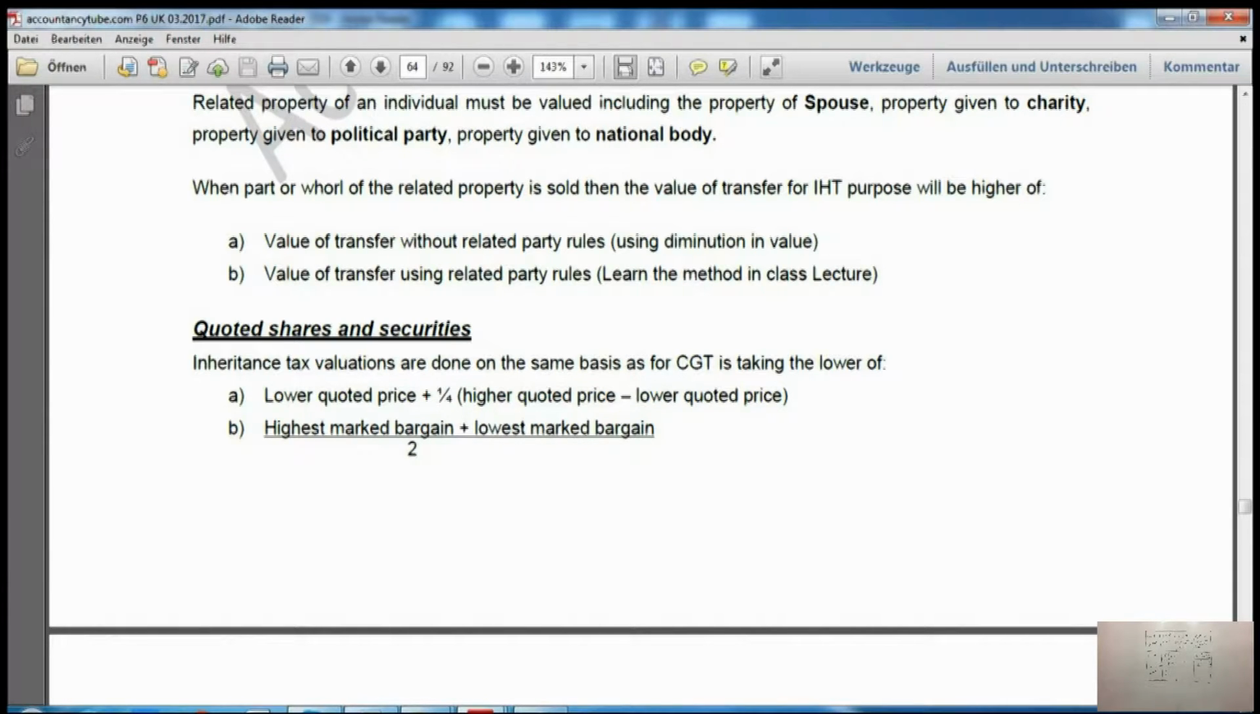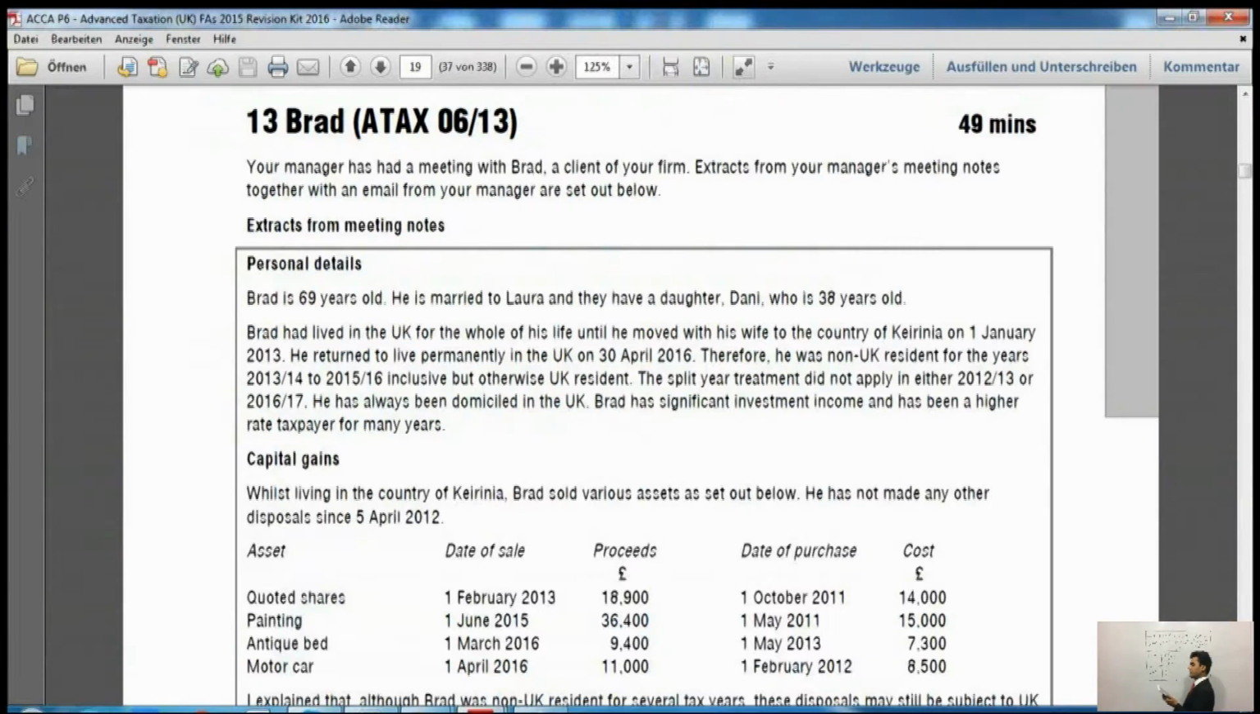Here you go, I've shared the screen with you. As you can see on your screen, it is question number 13, which is named Brad. The allowed time is 49 minutes. We won't do all of this question, we'll just do part of it so that you can understand the concept behind a related property.